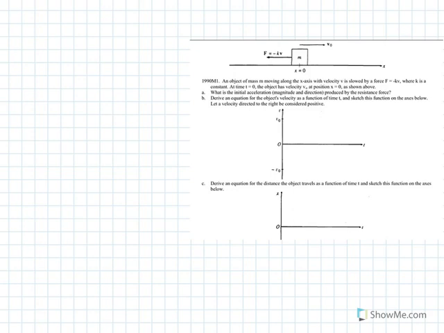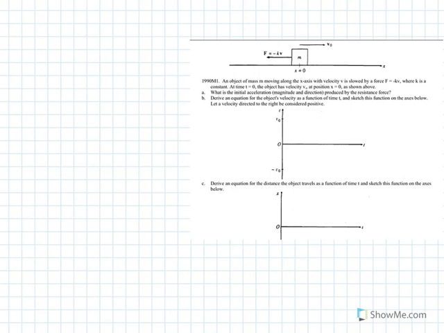And the first question is they want the acceleration. They want you to derive an equation for velocity as a function of time and sketch some graphs. This is a really typical type of problem that shows up a lot, so you should know how to work this and variations of it. So here we go.